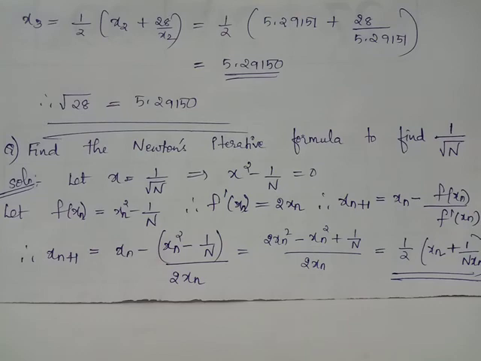Thus, based on the previous approximations x0, x1, x2 and x3, by Newton-Raphson method, we have obtained square root of 28 equals 5.29150 approximately.